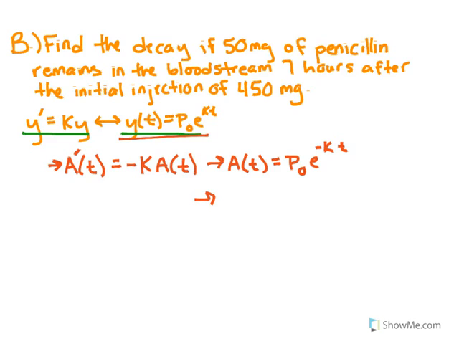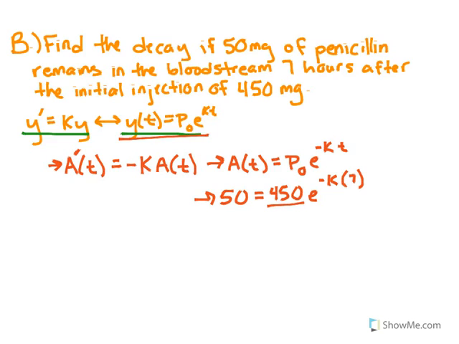So our a of t: find the decay if 50 milligrams of penicillin remain. So that's our ending amount. That needs to be right here for a of t. It says it remains in the bloodstream 7 hours after the initial injection of 450 milligrams. So our initial amount is 450, which is going to go where p naught is. E is just e. Negative k, that's what we're actually trying to find. We're trying to find the decay factor. And time is 7 hours. So we need to just evaluate this for k, and then we will be done with this particular question.